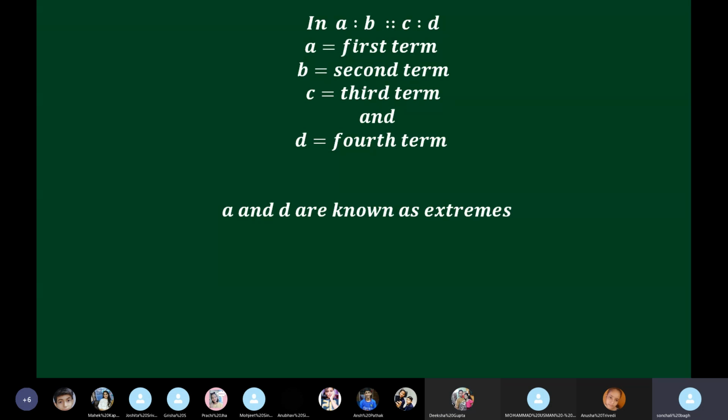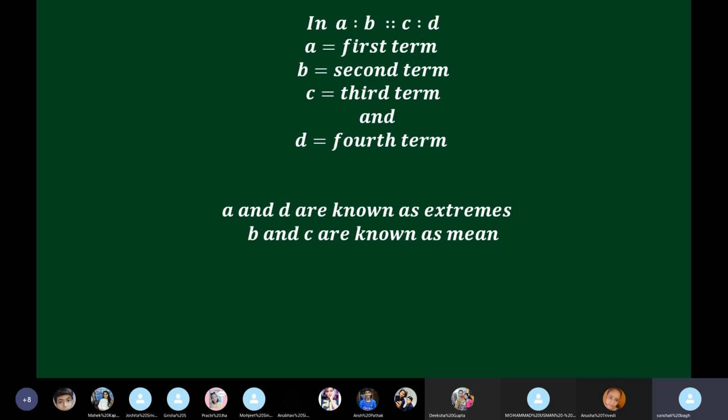Again, A is at one end and D is at the other end in a proportion. So A and D are known as extremes. B and C are in the middle position, so they are known as means. Any confusion here?